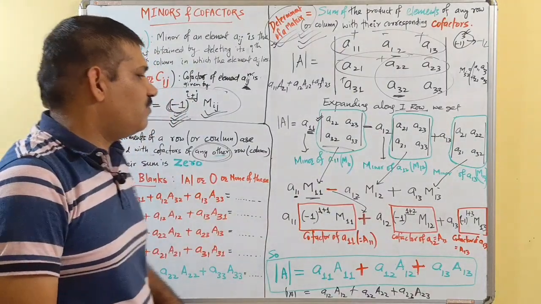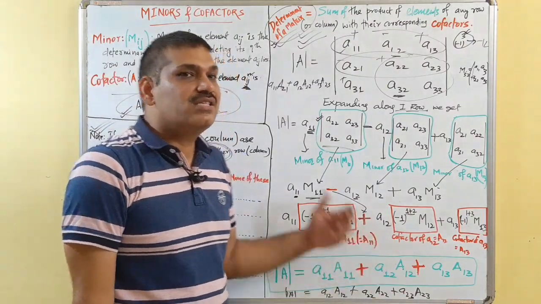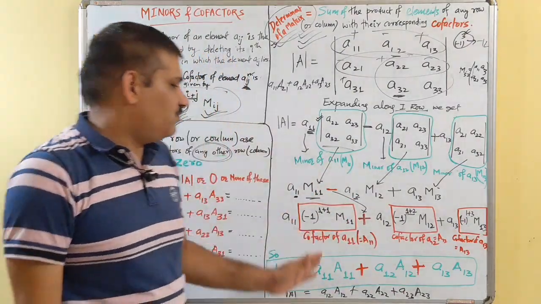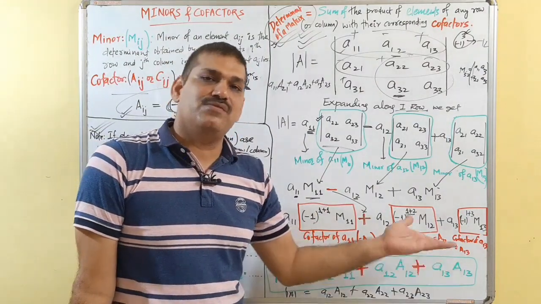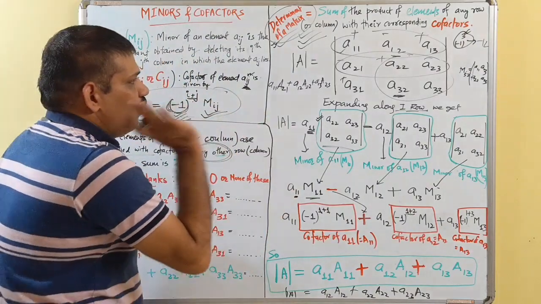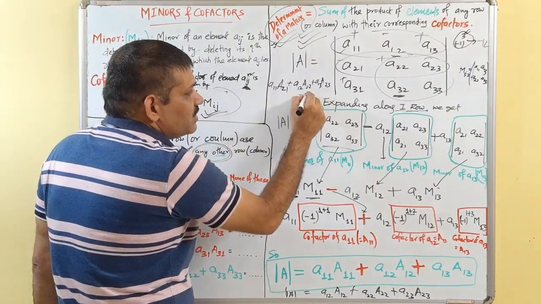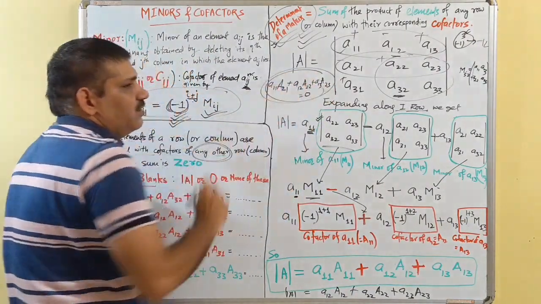The cofactors are denoted by capital C for cofactor, Cij, but in our textbooks it is denoted by capital Aij, so we are using capital Aij. Well, this will always be 0. This is the most important thing.